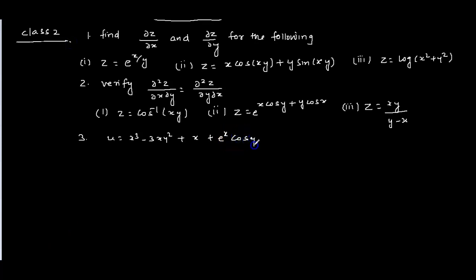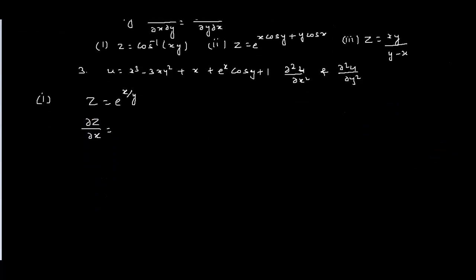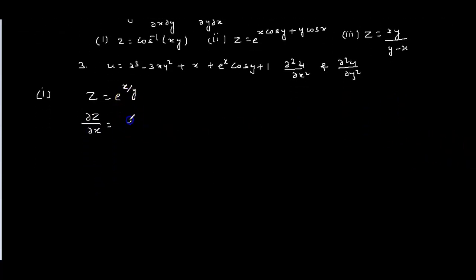This is the question given here, and we need to find del square z, or u, by del x square, and del square u by del y square. These questions are given in the assignment, and now let's start with the first one. Z is given as e to the power of x by y. We need to differentiate partially with respect to x. So we can write del z by del x is equal to e to the power of x differentiation. What is the differentiation of e to the power x? As it is, it is only e to the power of x by y.